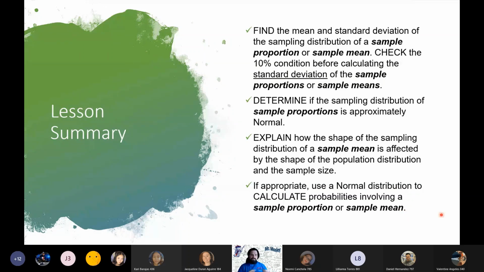Does anyone want to look back at any of the previous slides or the examples before I close this window? Or have any questions?